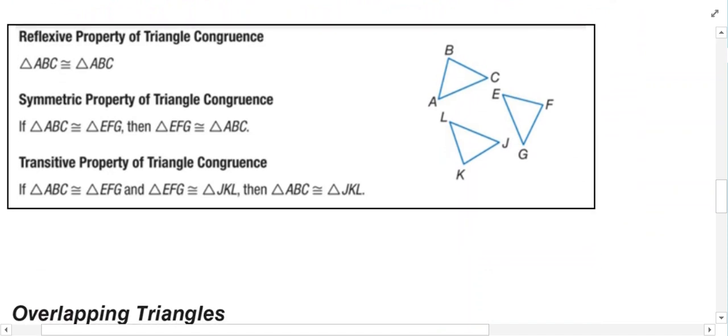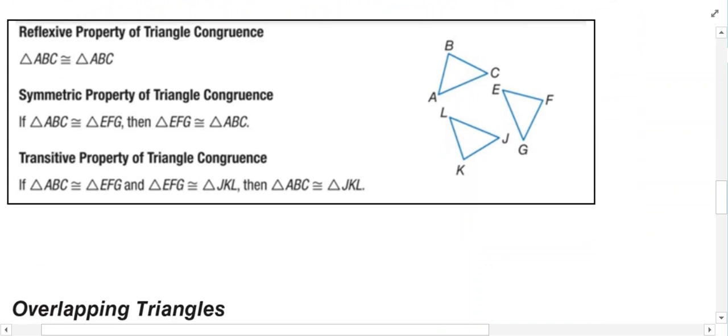In algebra, you learned about the reflexive property, that something is congruent to itself or something is equal to itself. Symmetric works too. It doesn't matter what order you put the two items around the congruent sign. And then we have the transitive property. If triangle ABC is congruent to triangle EFG and EFG itself is congruent to JKL, then these two triangles must be congruent.